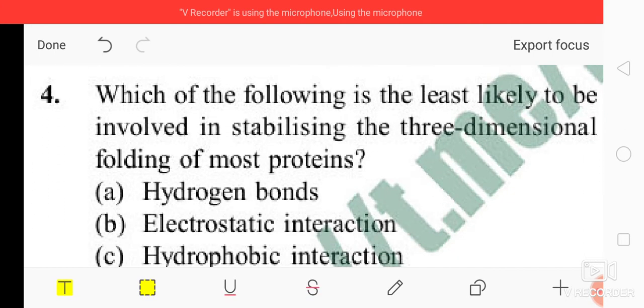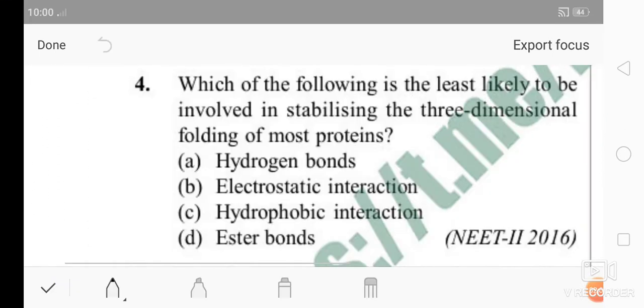Now moving to question number 4. Which of the following is the least likely to be involved in stabilizing the three-dimensional folding of most proteins? Option A, hydrogen bond. Option B, electrostatic interaction. Option C, hydrophobic interaction. Option D, ester bond. And the correct option for this question is option D, ester bond.